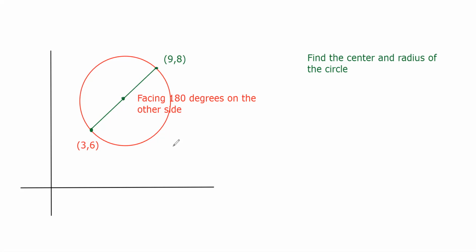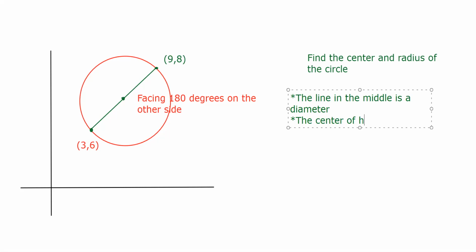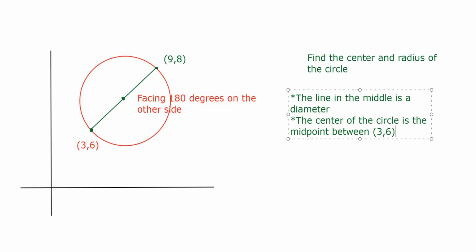So let's talk about this. First of all, because they're 180, it goes a half rotation around the circle to get this other point. That means this line here, the line in the middle, is a diameter. So a few facts. The line in the middle is a diameter. It cuts the circle in half. It goes directly down the middle of the circle. And thus, if it's a diameter, it crosses through the center of the circle. So then the center of the circle is the midpoint between the two coordinates we have on the outer rim of the circle, 3, 6, and 9, 8.